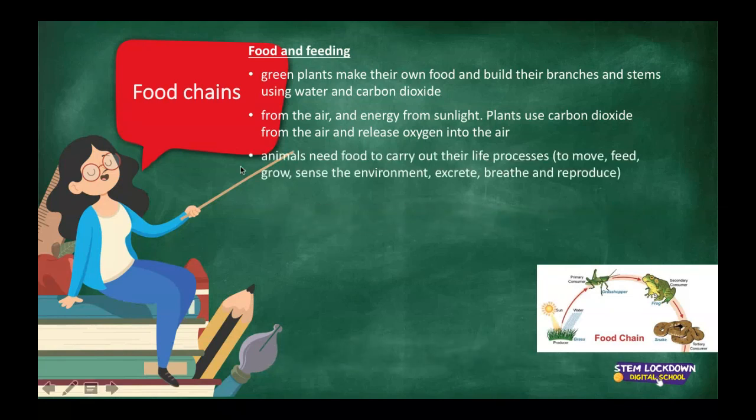Animals need food to carry out their life processes, to move, feed, grow, sense the environment, excrete, breathe, and reproduce. Why is it so? Whenever they produce babies, they depend on what? They also depend on other animals, and they also depend on other organisms such as grass and plants for their sole survival.